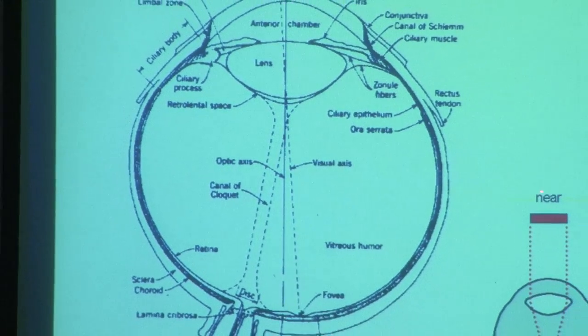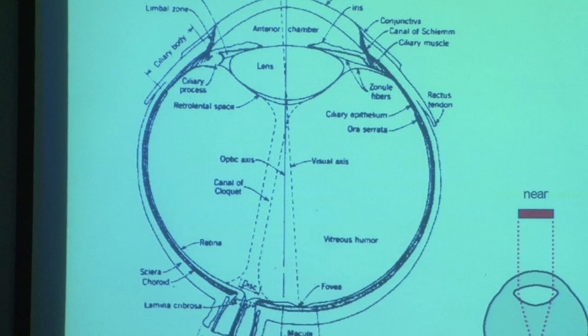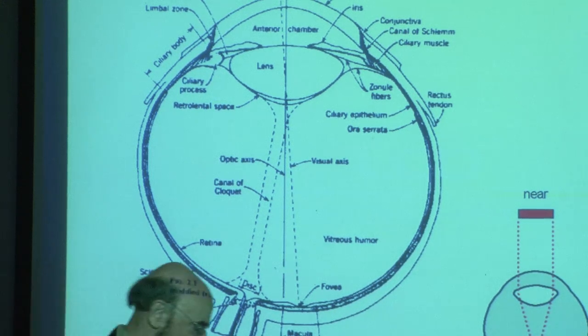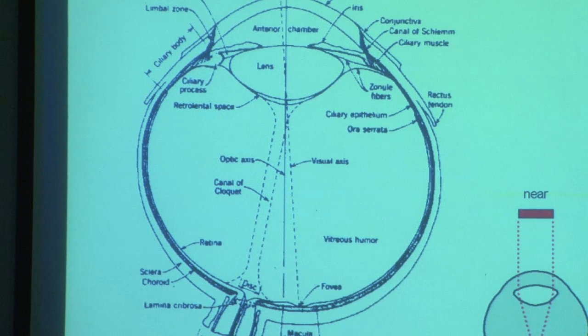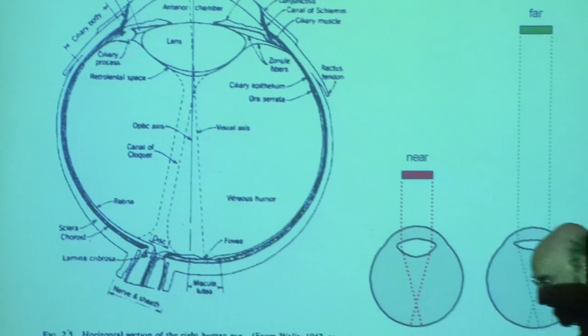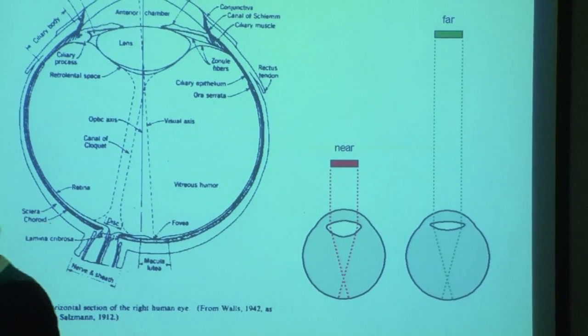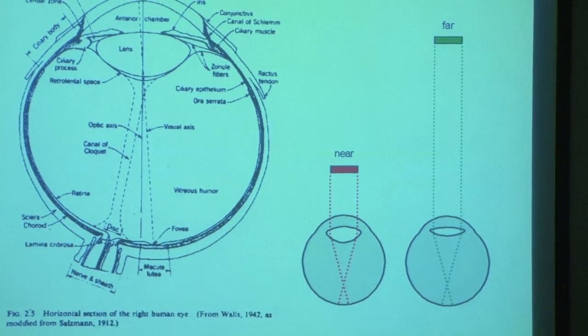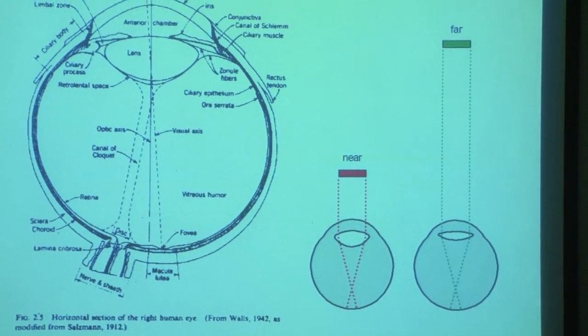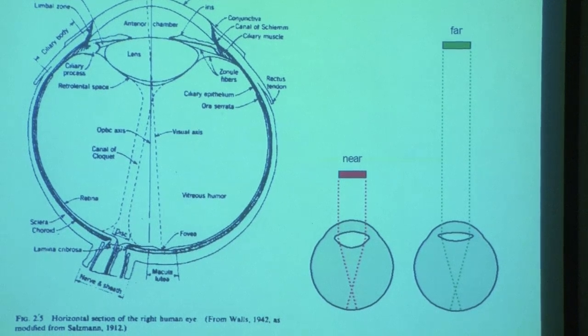If you have an object really near, you want the lens to be thick to properly focus the image on the retina. And if the image is far, you have to thin the lens to get the proper focus on the retina. So that's how the lens works, at least when you're reasonably young. But then when you get older, the lens becomes progressively stiffer and stiffer. And because of that, you have to start wearing glasses.